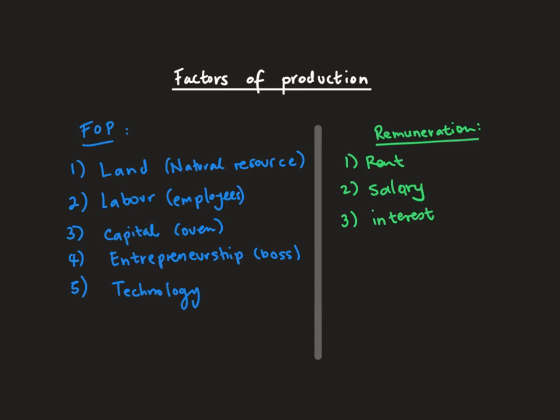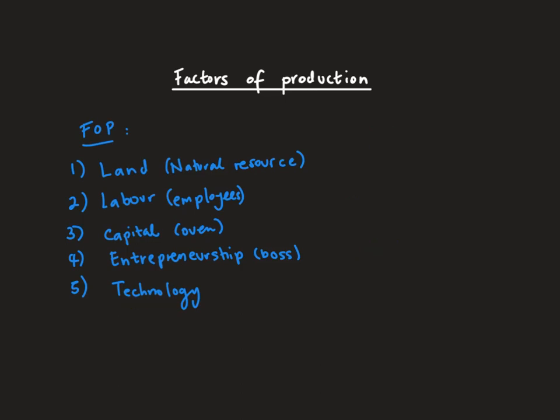The fourth factor of production, which is entrepreneurship, receives or is remunerated in the form of profits. The fifth factor of production, which is technology, is really hard to sort of measure in terms of how you're remunerated for that technology. So for ease of understanding, we leave technology out. That's how simple factors of production are. We just need to know that whatever we use in the production process to produce a product is known as our factors of production: land, labor, capital, and entrepreneurship, as well as technology.